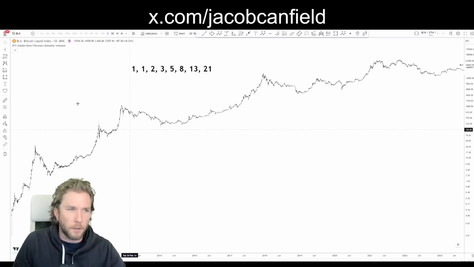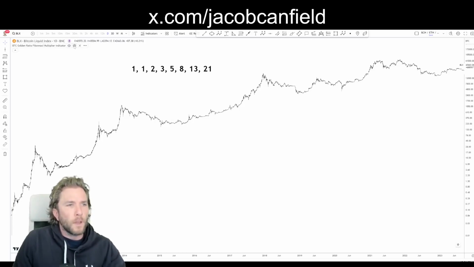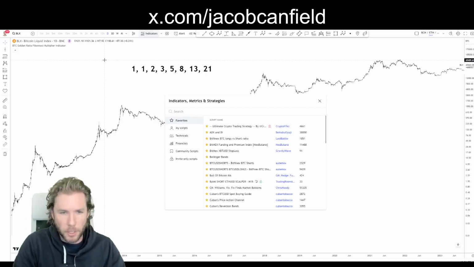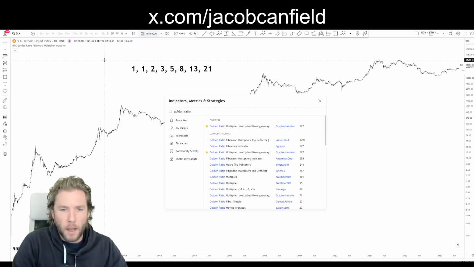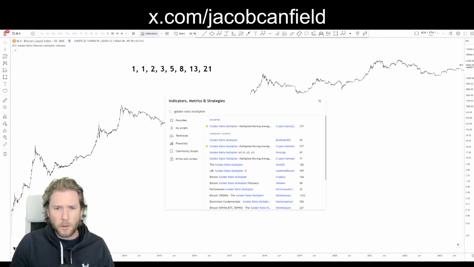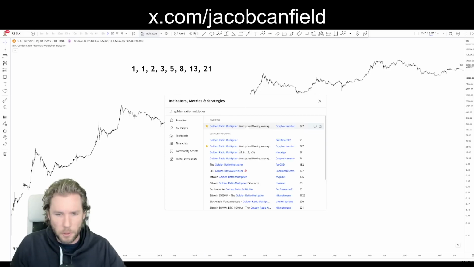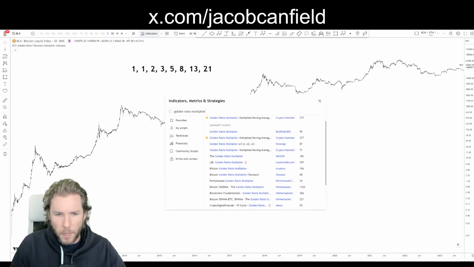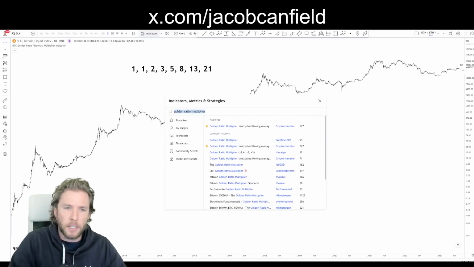So if you stay around to the end, I'll show you how that calculation is done, and also the indicators around that. So on this, when you push the slash mark, it brings up our indicators, and then you just type golden ratio multiplier. Now there are a few. The crypto hamster one has been up there for quite some time. What we're looking for is BTC golden ratio Fibonacci multiplier. So it might go down a little bit, and I'm going to explain why we're using this one.